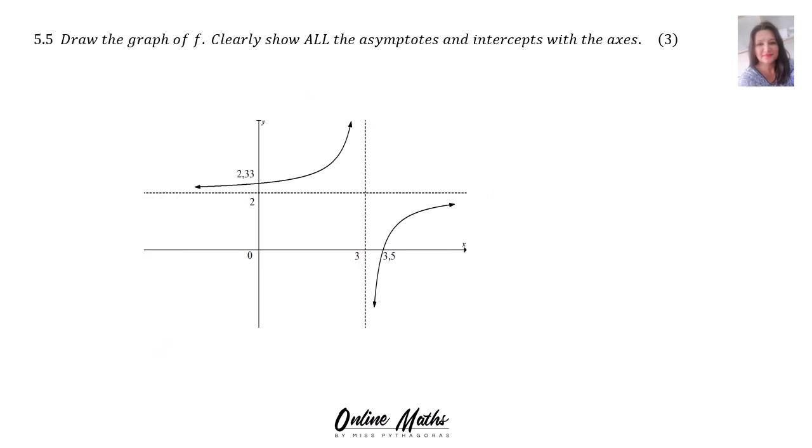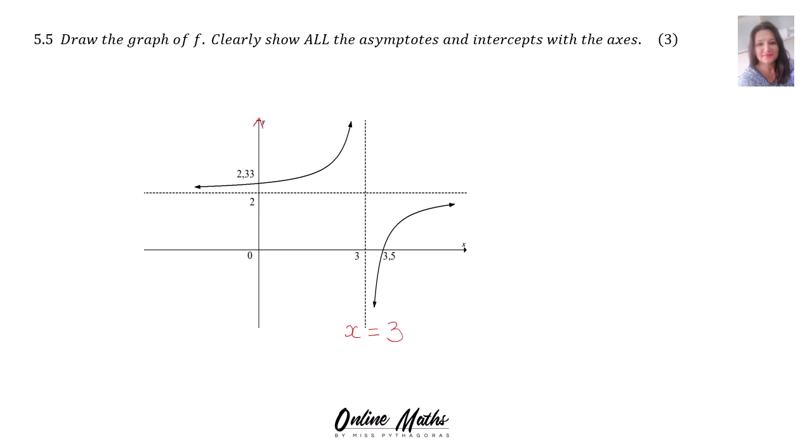Last question on question 5. Draw the graph of f. Clearly show all the asymptotes and intercepts with the axes. There's the graph. This is the y-axis. That's your x-axis. There is your vertical asymptote, the line x is equal to 3.